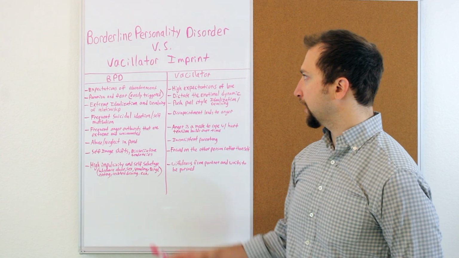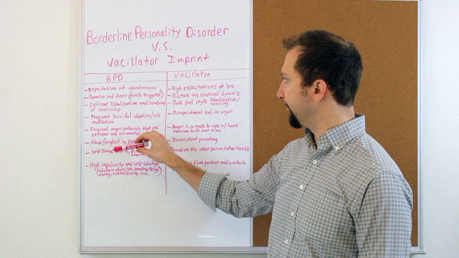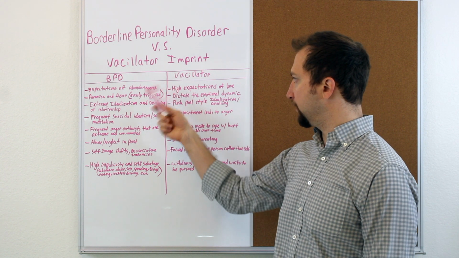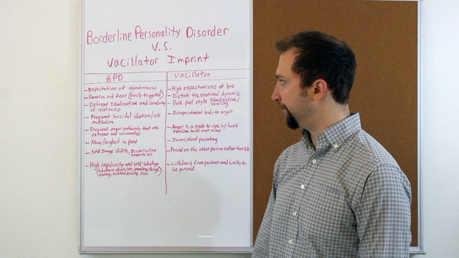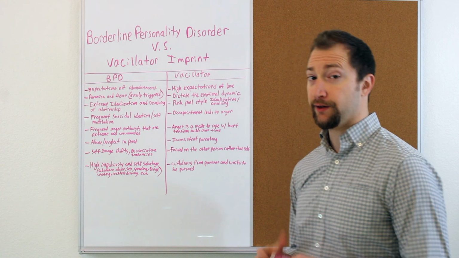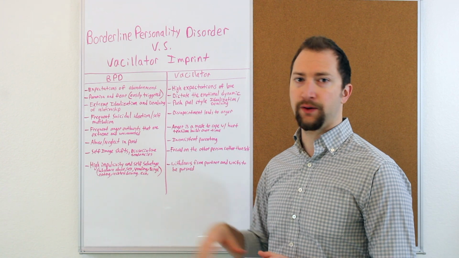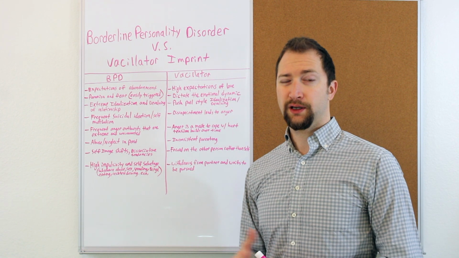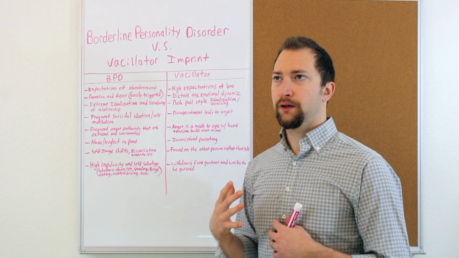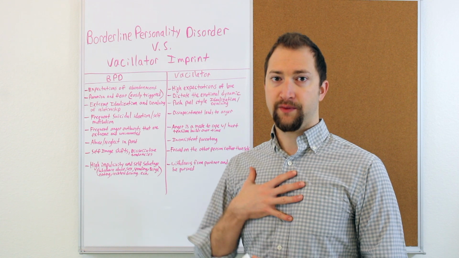So when we're looking at borderline personality disorder, I listed some of the key characteristics of it here, and with the Vacillator Imprint, I listed some key characteristics of that as well. We can do a comparative analysis between the two, and hopefully you'll see the distinction. There are some similarities, so I could understand if you get them mixed up, but there are some distinct differences. The key component to borderline personality disorder is a deep, intense fear of abandonment. And so everything they do is a very frantic attempt to avoid this sense of abandonment that they have.